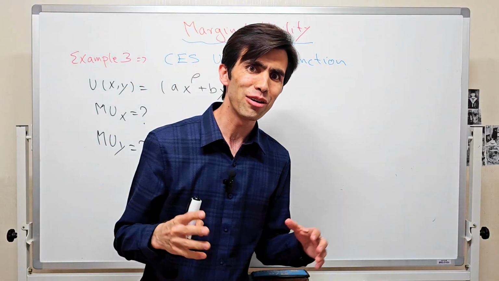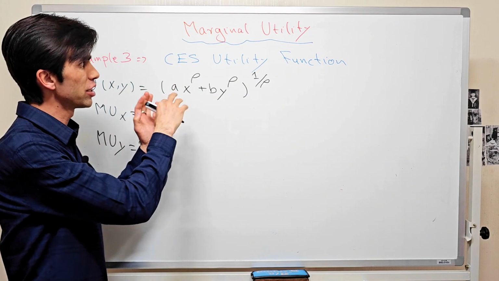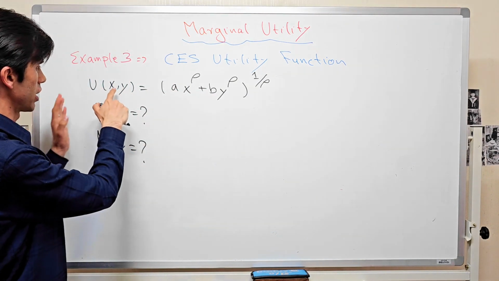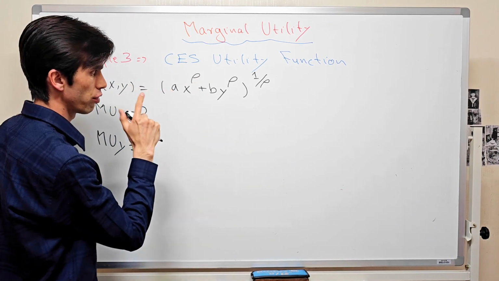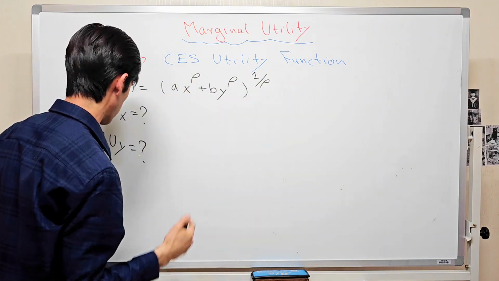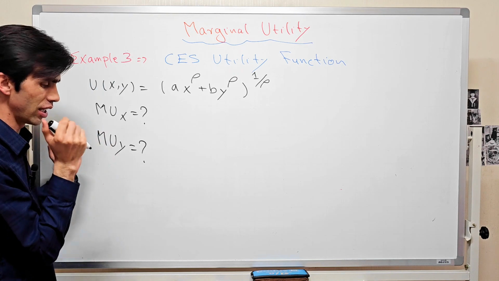Welcome back, guys, and now let's find out the marginal utility for a common and typical CES utility function, which is our utility function, which is a function of x and y is equal to (ax^rho + by^rho) to the power of 1 over rho. So now find out the marginal utility of x and the marginal utility of y.